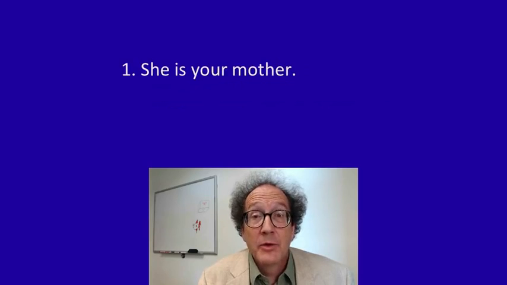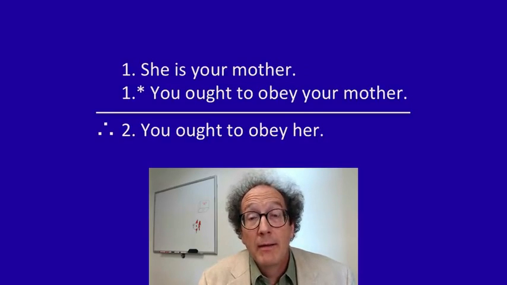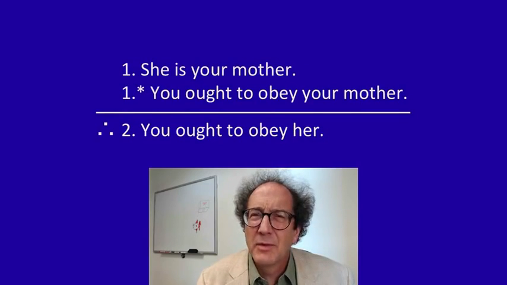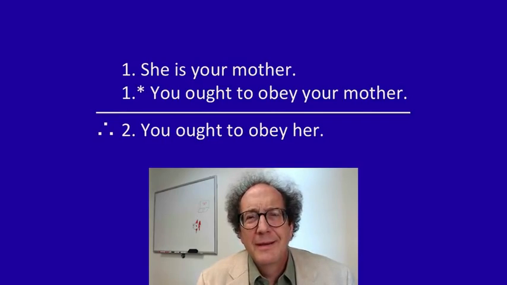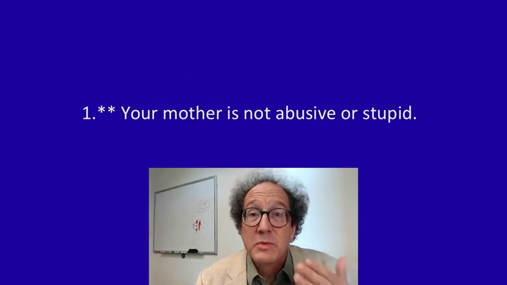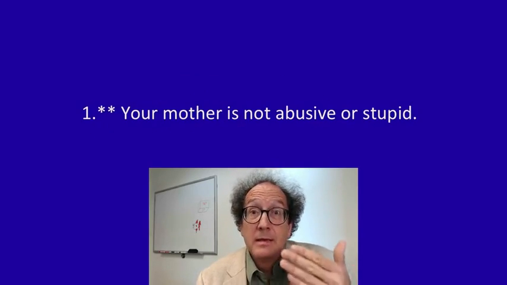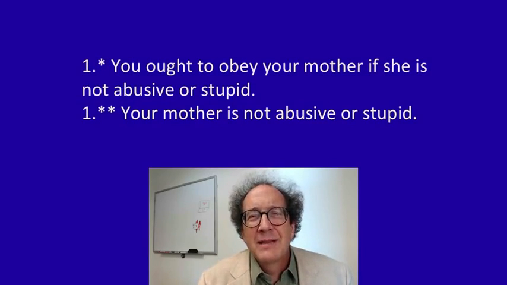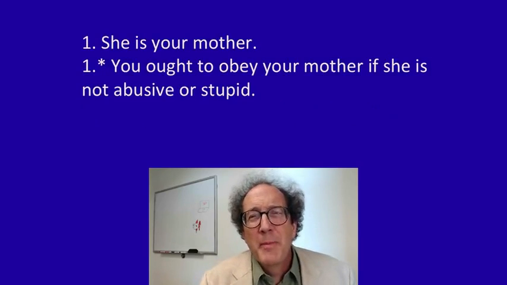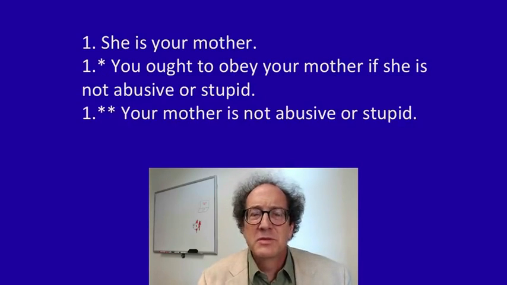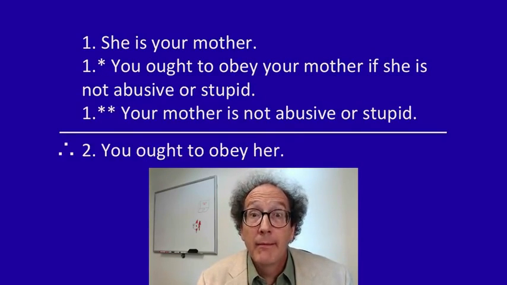Now we can say she's your mother, you ought to obey your mother, therefore you ought to obey her. But of course that suppressed premise, you ought to obey your mother, is questionable because maybe she was abusive or stupid. So let's add another suppressed premise, that your mother was not abusive or stupid. Of course, we also have to qualify that moral premise: you ought to obey your mother if she's not abusive or stupid. And now the argument looks like this. She's your mother. You ought to obey your mother if she's not abusive or stupid. Your mother was not abusive or stupid. Therefore, you ought to obey her.